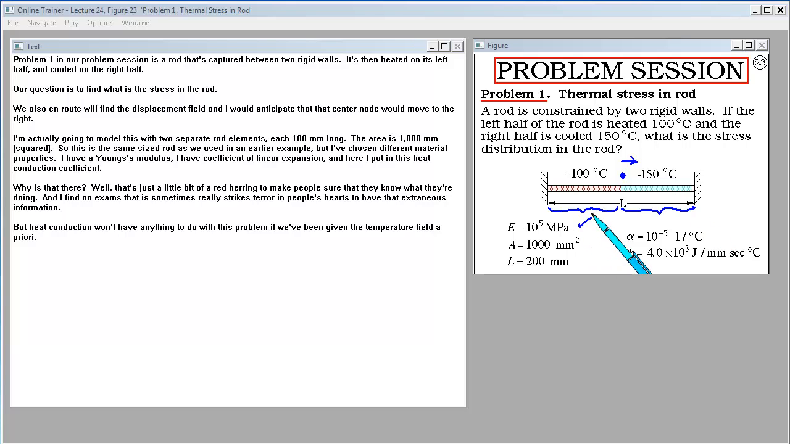I have a Young's modulus, I have a coefficient of linear expansion, and here I put in this heat conduction coefficient. Why is that there? Well, that's just a little bit of a red herring to make people sure that they know what they're doing. And I find on exams that it sometimes really strikes terror in people's hearts to have extraneous information. But heat conduction won't have anything to do with this problem if we've been given the temperature field a priori.